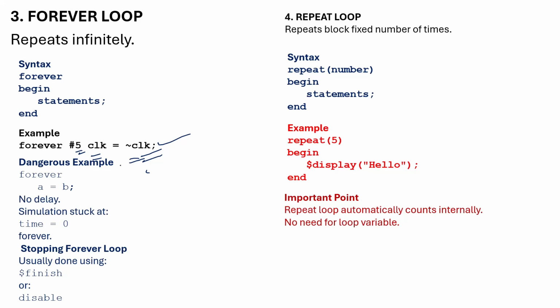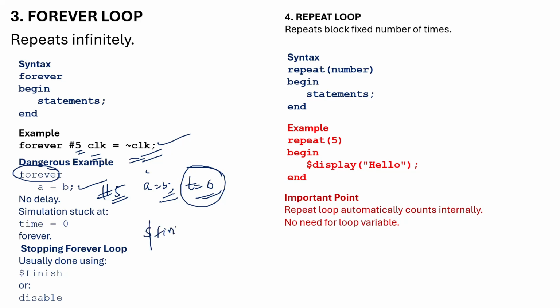Don't use this type of blocking assignment without any delay while using a forever loop. If you are using a forever loop with a equal to b assignment, your simulation is stuck at t equal to 0 only, because it has no delay. So if you use delays like 10 and then 20, after that you can go for the dollar finish. In this dollar finish, you can assign some delay. 100 means for 100 time units it will be repeating.